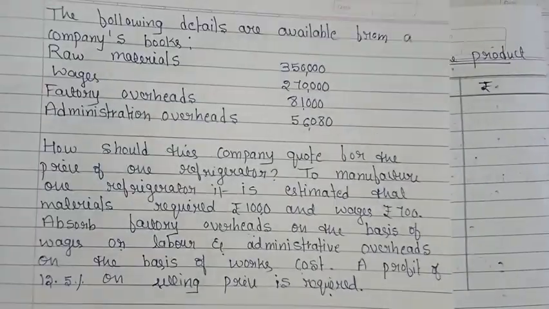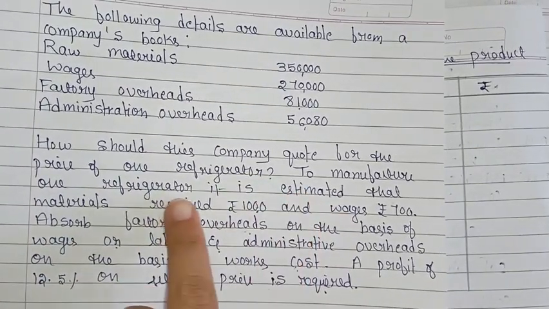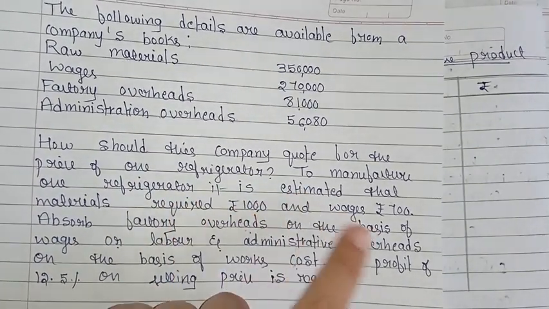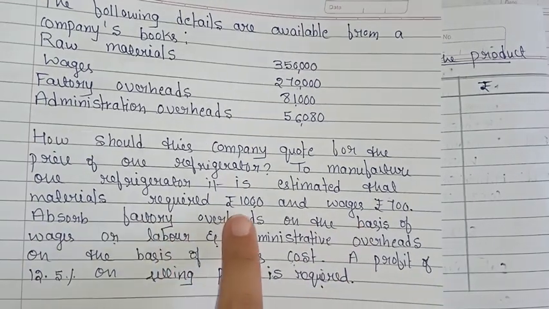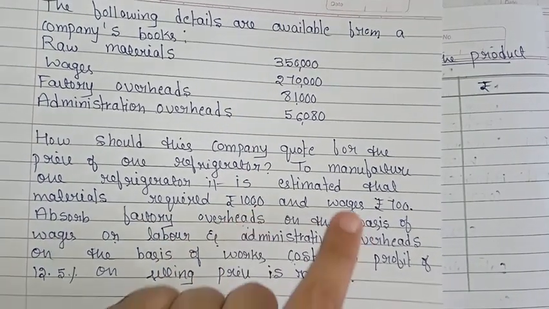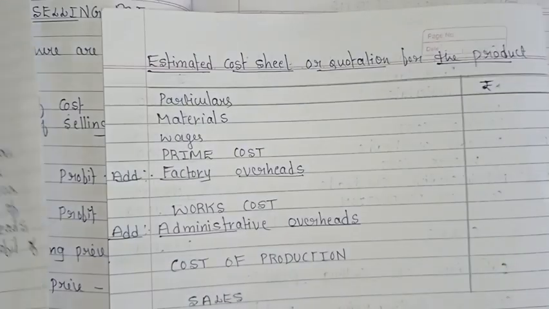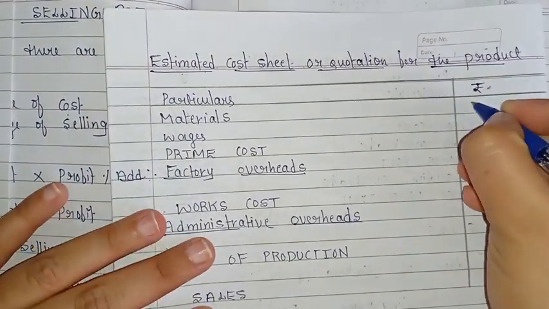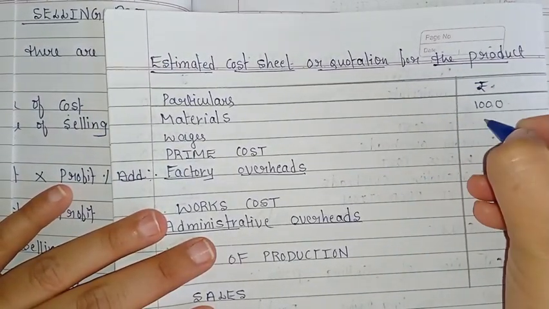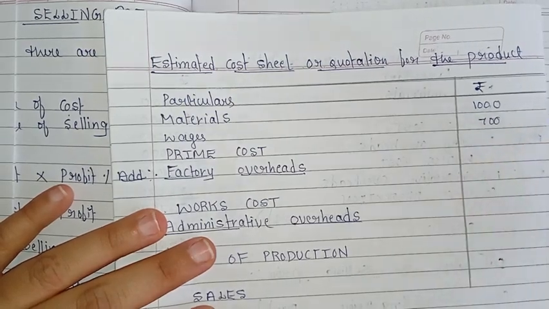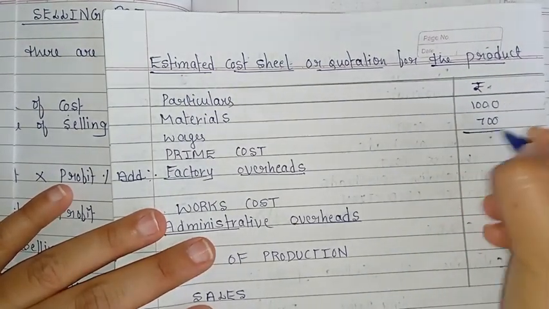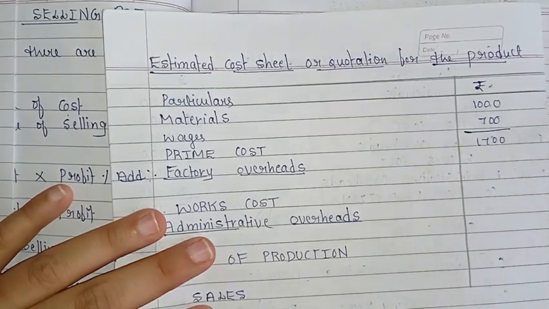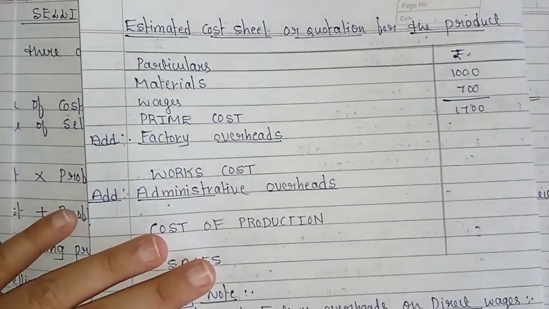Now materials. To manufacture one refrigerator, it is estimated that materials require 1,000 and wages, that is rupees 700. Write down materials 1,000 and wages 700. So what is our prime cost? 1,700. 1,700 is our prime cost.